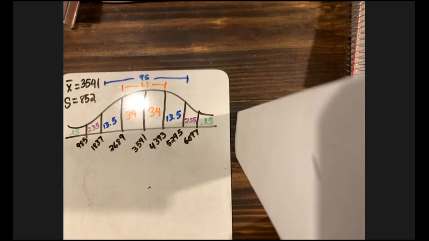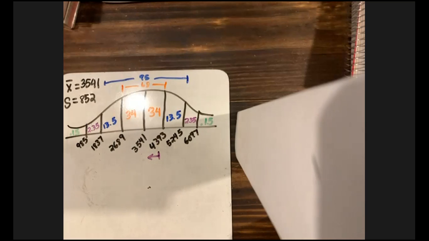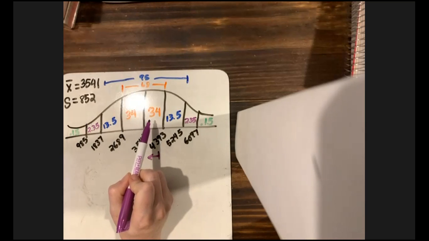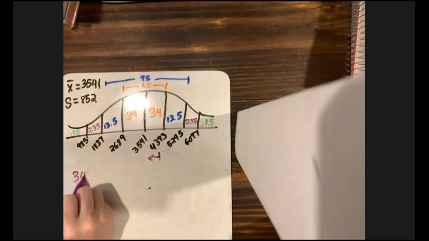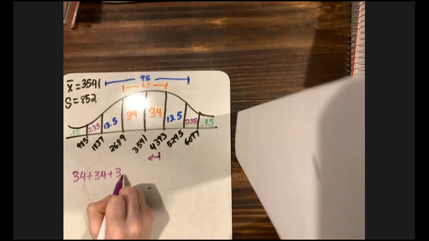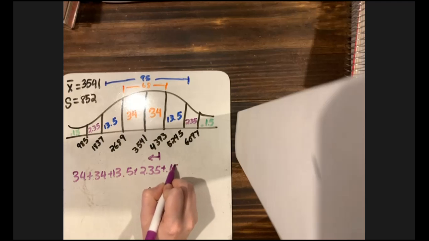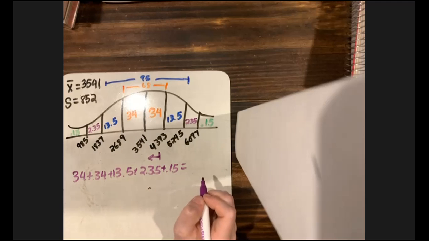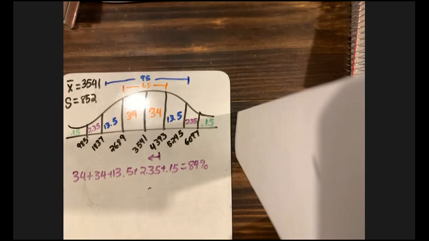Okay, so now the first question asks us, estimate the number of newborns whose weight is less than 4393. So they want us to go from here down. And so the way I'm going to do that is I'm going to add 34, 34, 13.5, plus our 2.35 and our 0.15. And when we add all that together, we get 84. So it's 84%. Now, they want us to know the number of newborns.